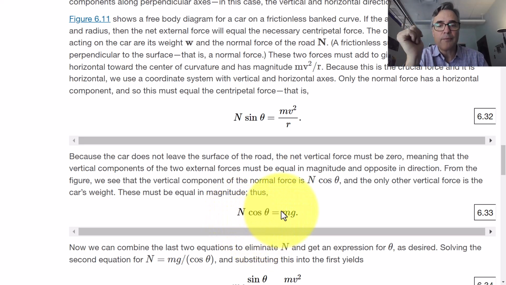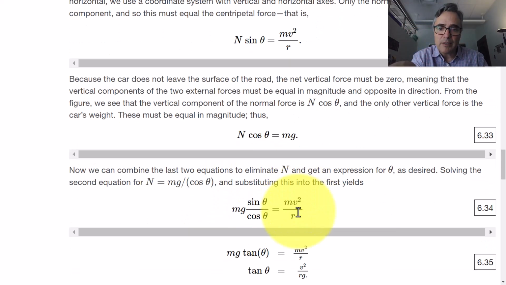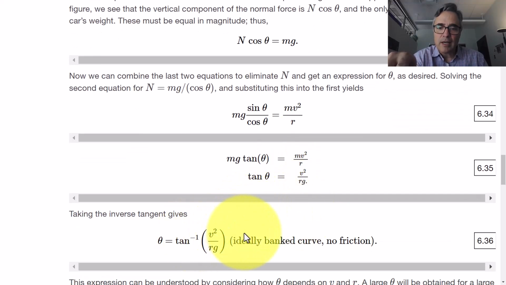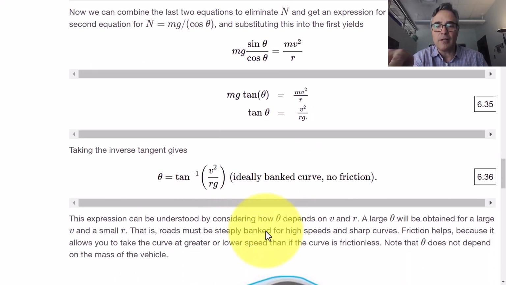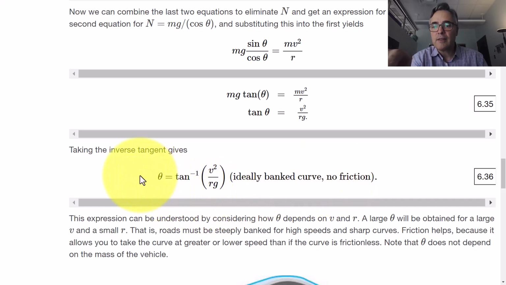N cos theta is equal to the weight. And when you combine these two equations, you get this banking angle for a banked curve with no friction. The sine theta over the cos theta, which is tan theta, is v squared divided by r times g, where these are dimensionless, I think, when you work this out.